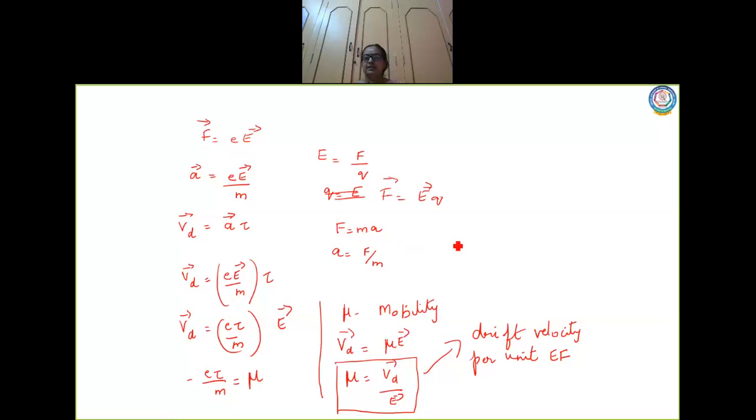Now what is the SI unit? Mu is equal to Vd by E. Vd is velocity, children, so the unit is meter per second, and electric field can be given as E is equal to V by D, where V is measured in volt and D is measured in meter. So meter goes to the numerator. Here is the unit for mobility, which is meter square per volt second. So this is the unit for mobility.